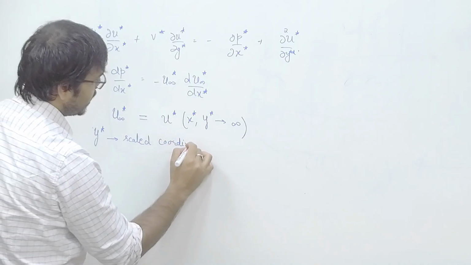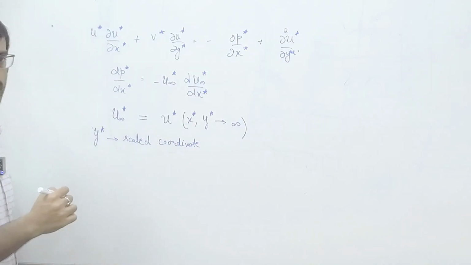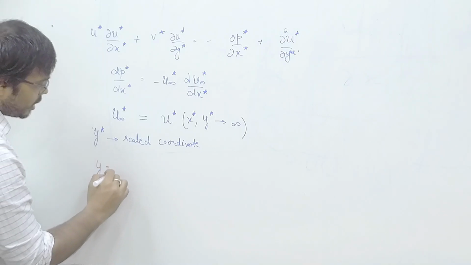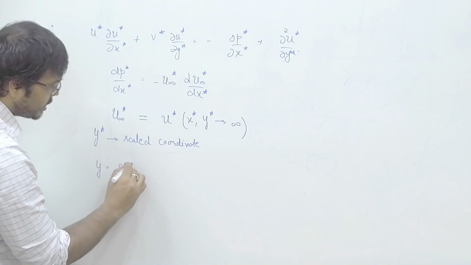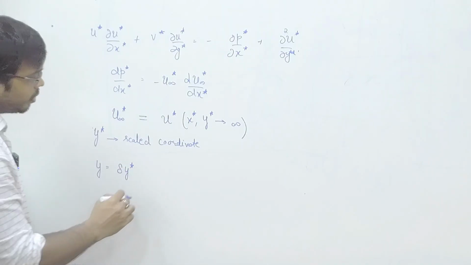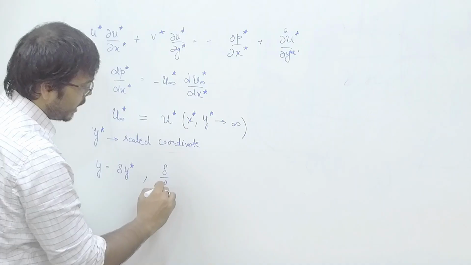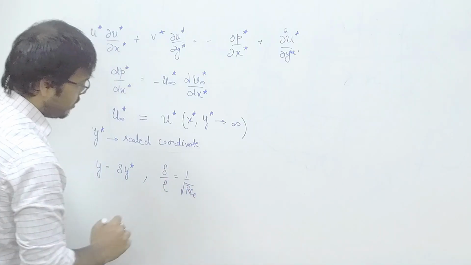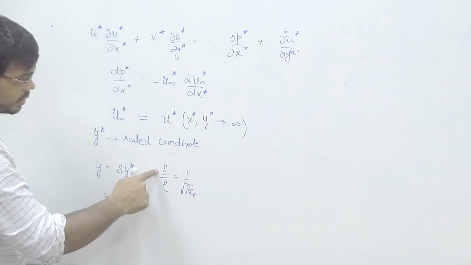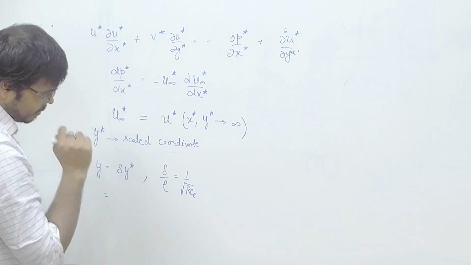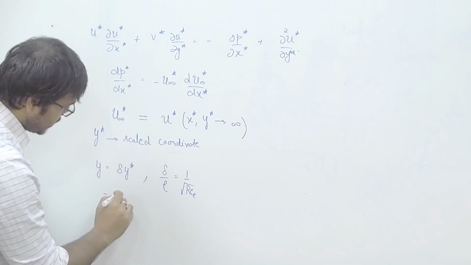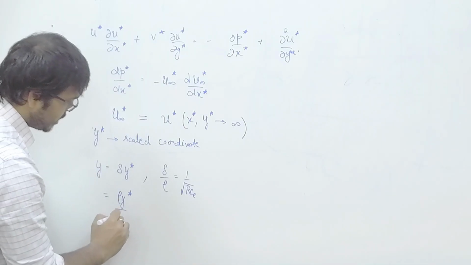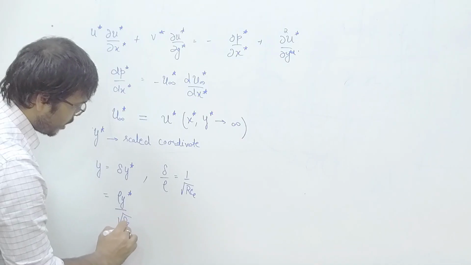And how was the scaling? What was the scaling between y and y star? We took y as some delta times y star. Okay. And we know that delta over L was 1 by square root Re_L. So that means this delta is basically L by square root of Re_L, or y is L times y star by square root of Re_L.